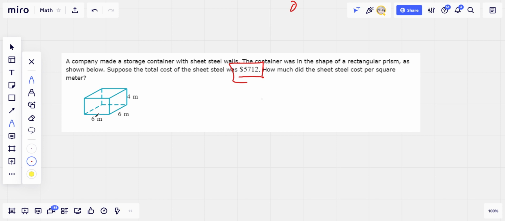So let's figure out the surface area first. I've got 6 and 6 and 4. I'm not going to think about the geometry. I'm just going to use the shorthand that I mentioned above. I know I'm going to have 2 times every possible combination. So I've got 6, 6, and 4. 6 by 6 is one combination, and 6 by 4 is one combination, and 4 by 6 is another combination.